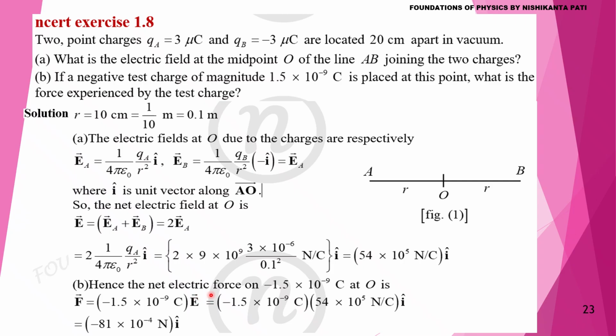We need the electric force on the test charge of minus 1.5 times 10 to the minus 19 coulomb. So the force on this test charge is F vector equal to q E vector. This is q and the E vector value is this. The answer is this much. The force is in this direction.